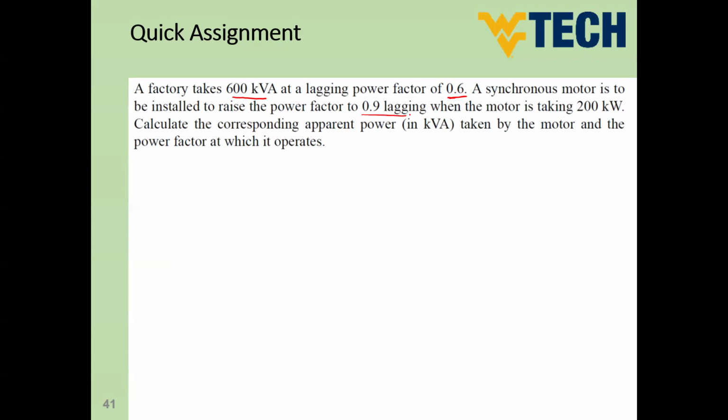What is the operating condition of the synchronous motor? He mentioned here when the motor is taking 200 kilowatts. Taking 200 kilowatts, this means it's not no load. So it's delivering reactive power, but it's not no load.